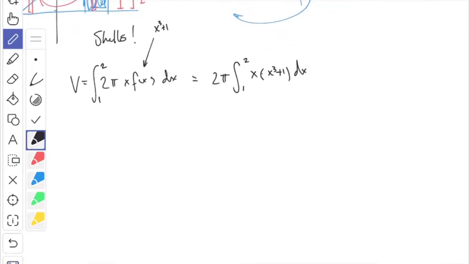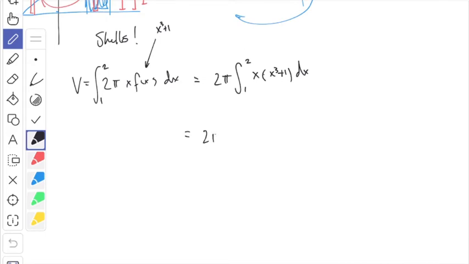Yes, we got to distribute in here. That's the only really interesting thing to happen. So it's going to be x to the 4 plus x. And then I do the integral. So we get 2 pi. The rest is easy, although you've got to do it. 1/5 x to the 5 plus 1/2 x squared.